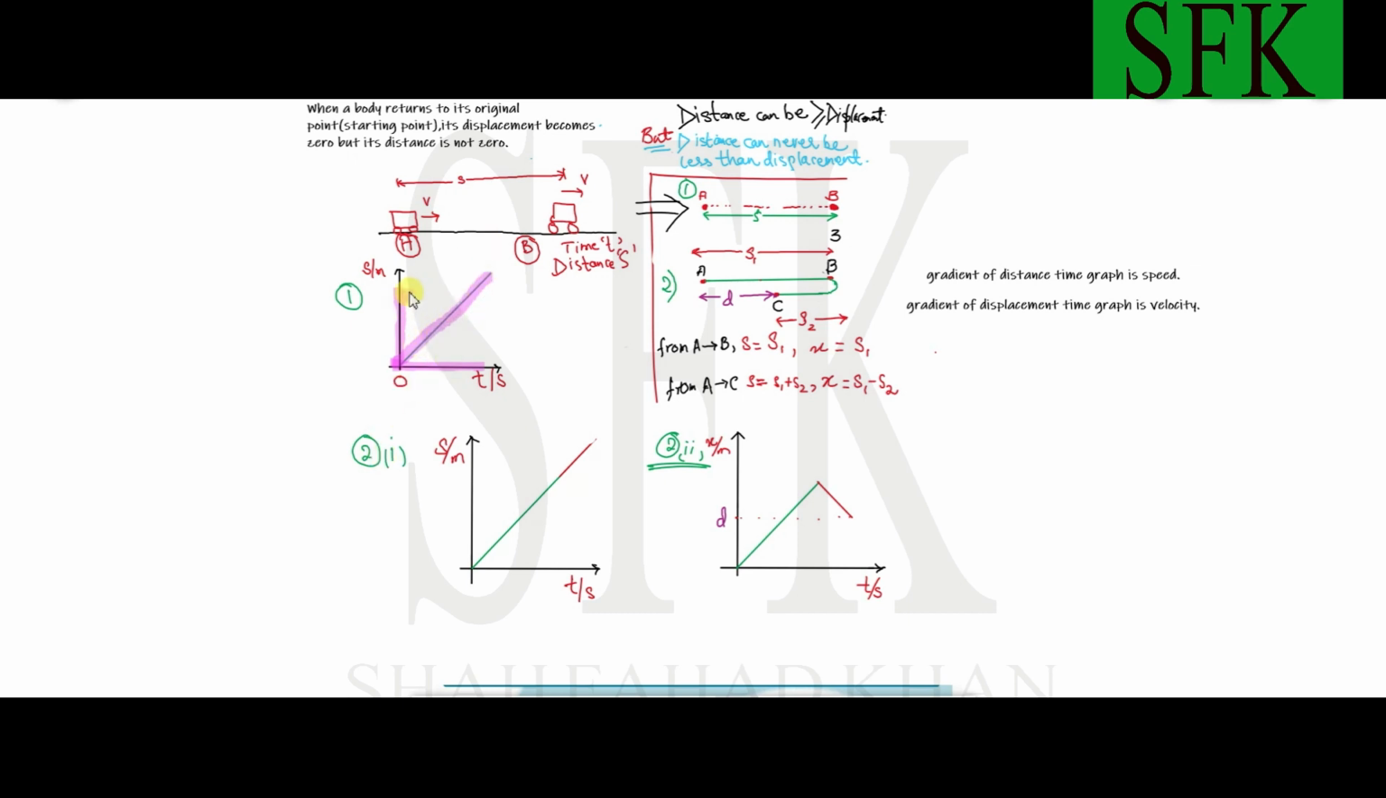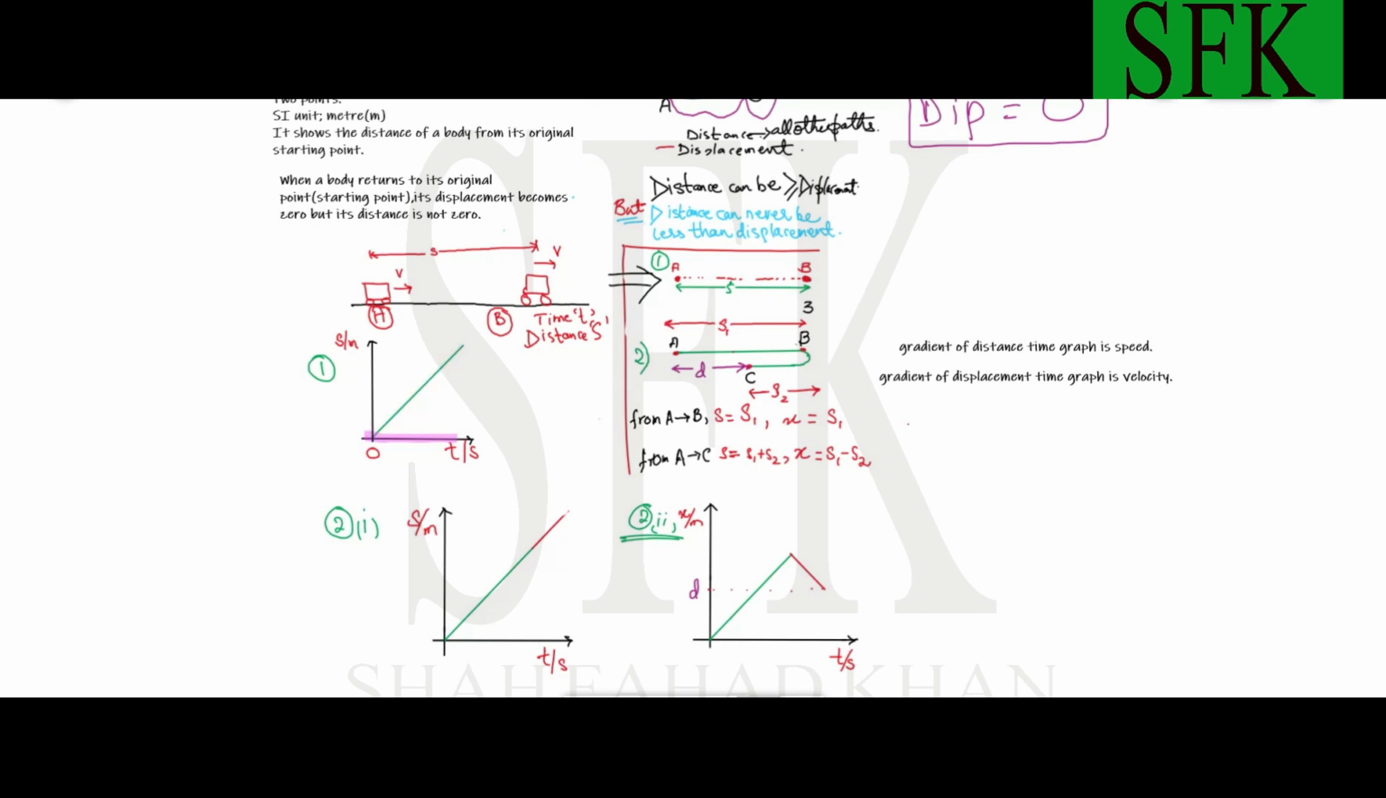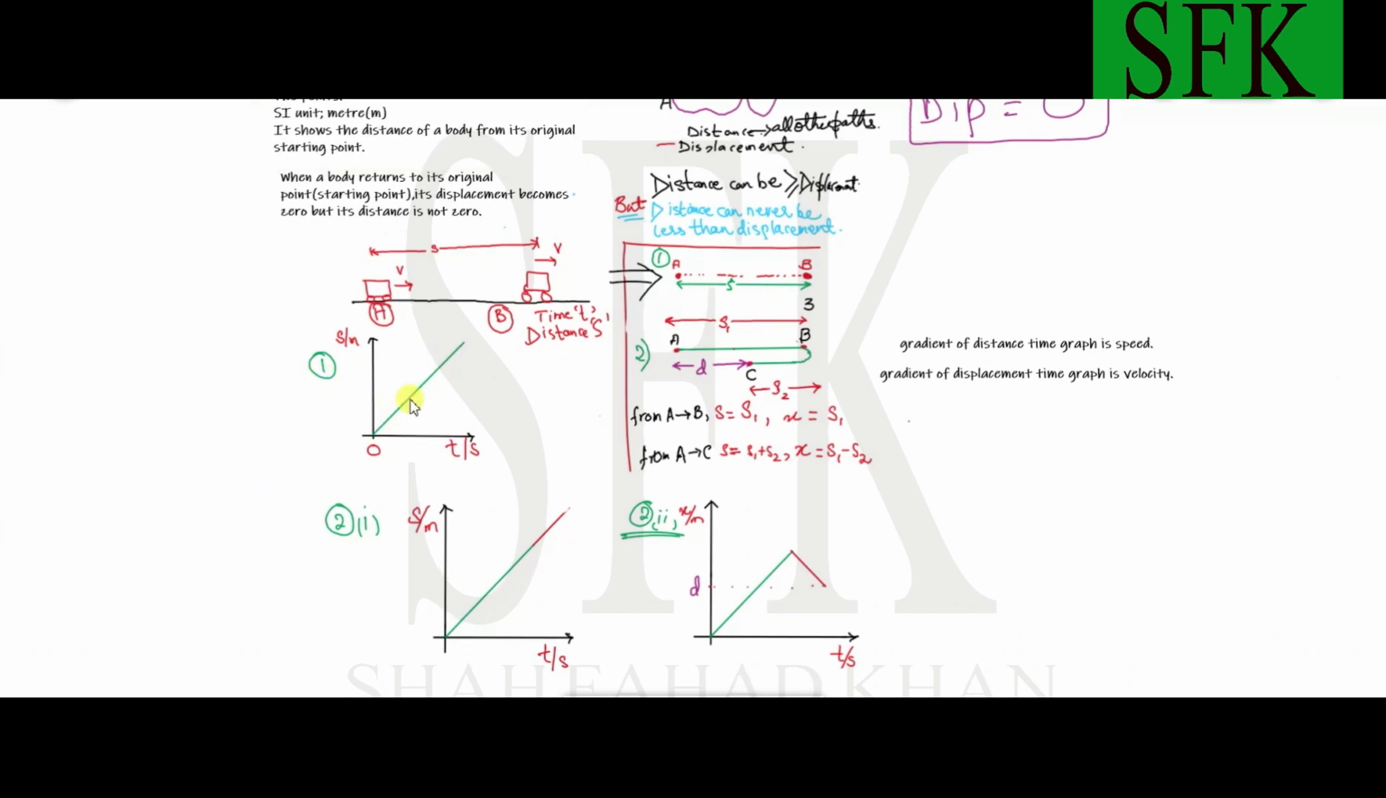Okay. Now there are a few properties of the graph that we need to know. What does the gradient of the graph represent? The gradient or the slope of the graph represents the speed in the distance time graphs, and the gradient of displacement time graphs represents velocity. In this case, the velocity was constant, right? So the graph has a constant gradient. This is the reason why it has a constant gradient, because the velocity is constant. So since the velocity represents the gradient of this graph, the graph is going to be a straight line passing through the origin with a constant gradient.